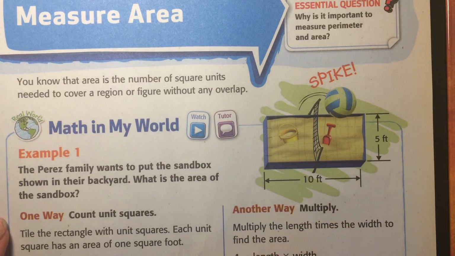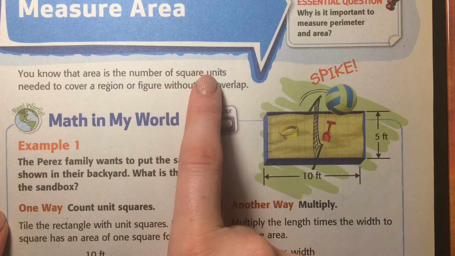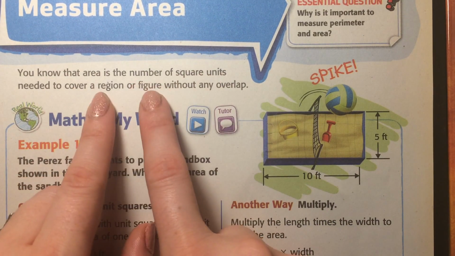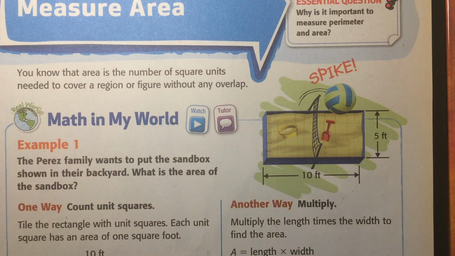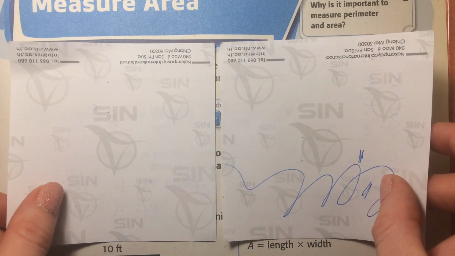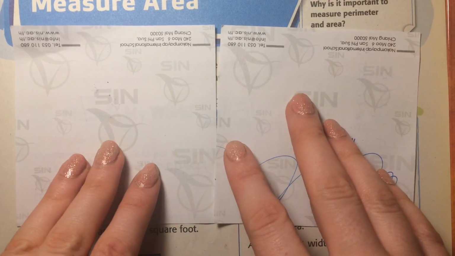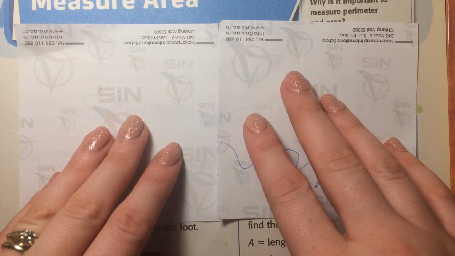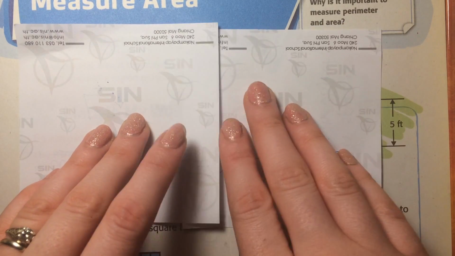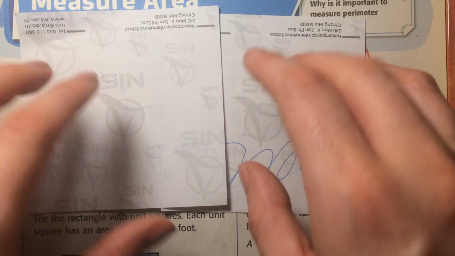Okay, you know that area is the number of unit squares needed to cover a region or figure without any overlap. And I was thinking, do you know what the word overlap means? Overlap means things aren't edge to edge. They cross each other. So if you're tiling a section, you're putting squares edge to edge perfectly. You're not letting them share any space.